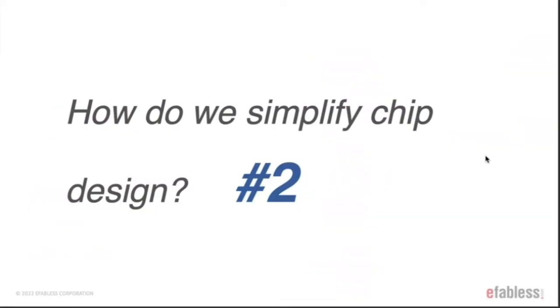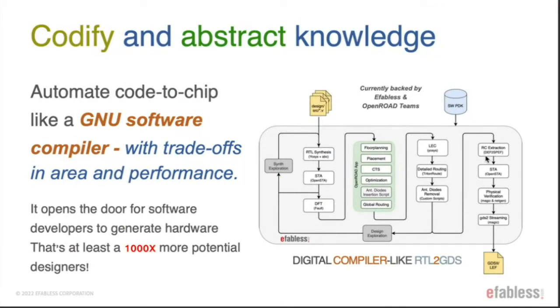The second thing to do to simplify chip design is to abstract and codify the knowledge. If you think about converting RTL into a GDS as a compiler, while trading off area or performance, but with the condition that it completes, it actually works like a GNU compiler. I have code, I compile it, I have an executable that I can run. And this means I don't have to know how the compiler works to produce a binary. So if you think about the RTL to GDS approach in this way, you can present it to the software development community as a compiler, and that actually multiplies the number of potential designers at least 1,000x in terms of capabilities.